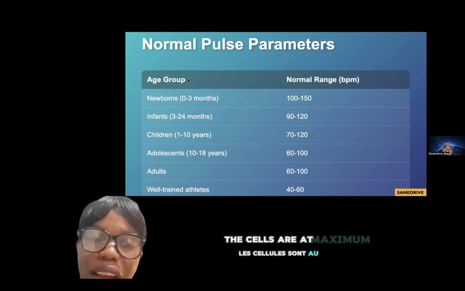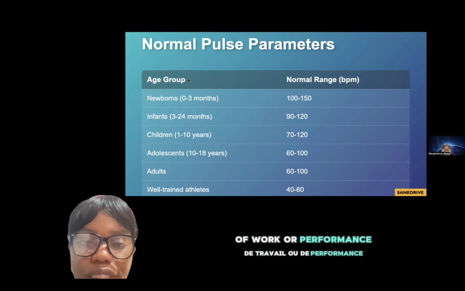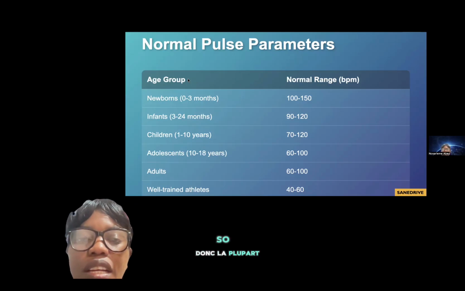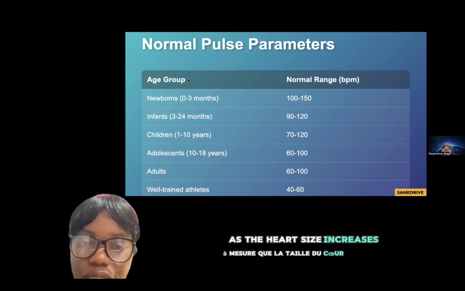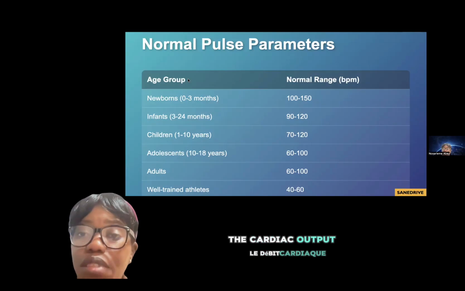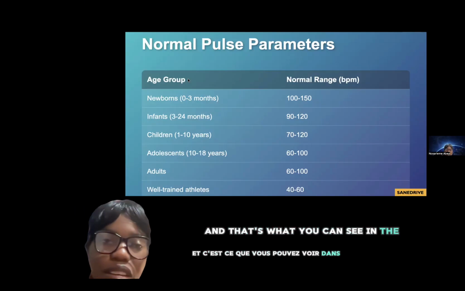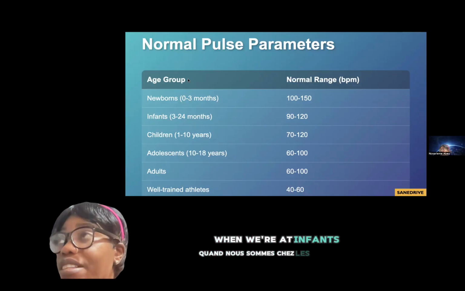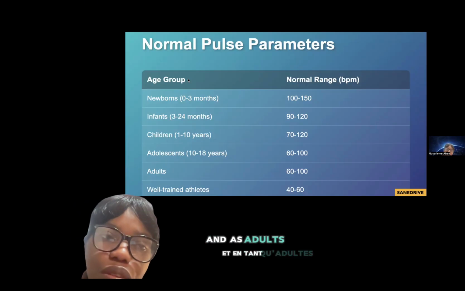The cells are at maximum or peak level of work or performance. Energy is needed and all those things. So most times the pulse decreases as the heart size increases, because the cardiac output is more. As the heart size increases, the pulse rate reduces. And that's what you can see in the sequence on the screen. You can see what it will be like in infants, and what it will be like in adults.